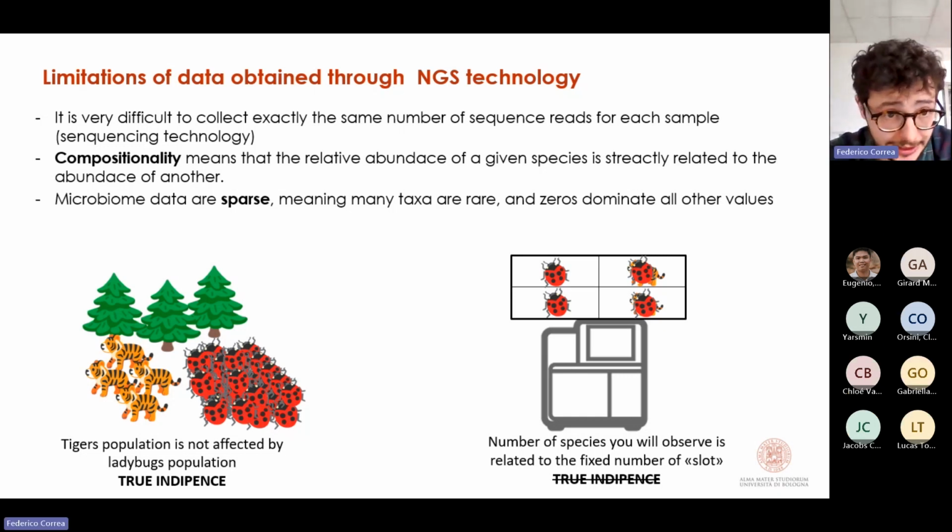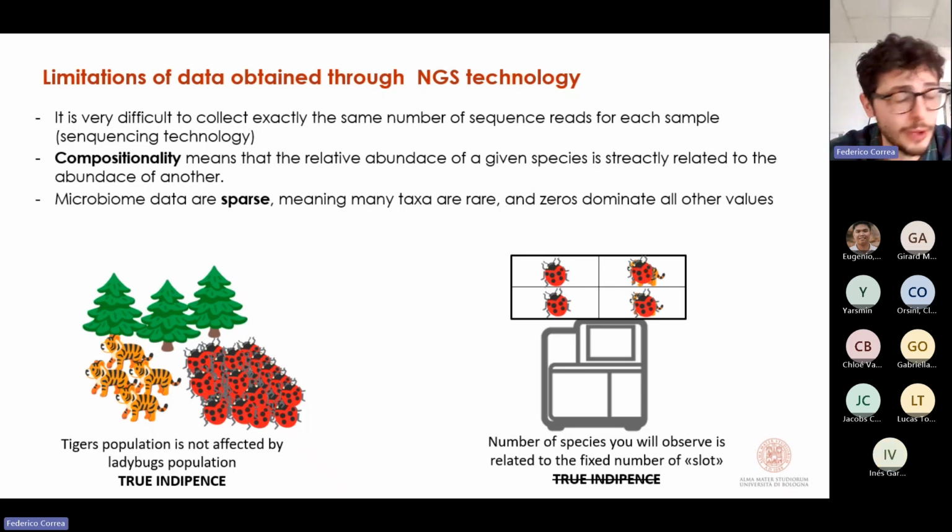This is compositionality. Another problem is sparsity. This means that we have a lot of zeros in our dataset. So we have a lot of bacteria that are present maybe in only one or two samples.